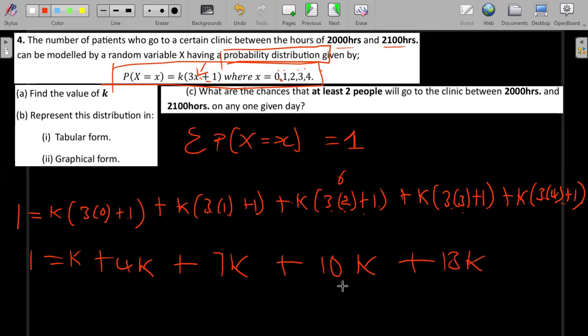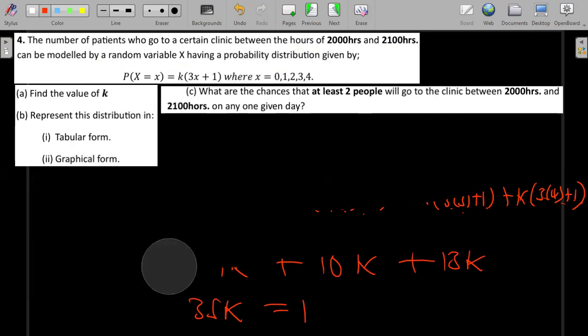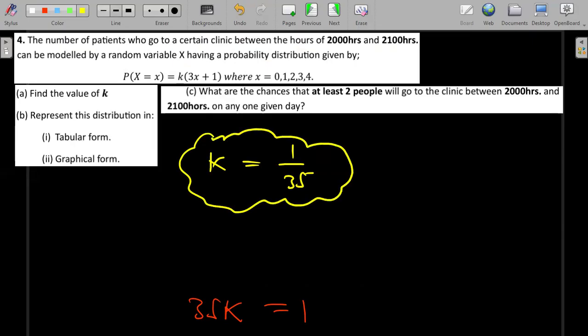So you add all these now, and when I add all that, I'm getting 35k equal to 1. So we can use this to find the value of k. The value of k will just be equal to 1 over 35. So this here is the value of k.